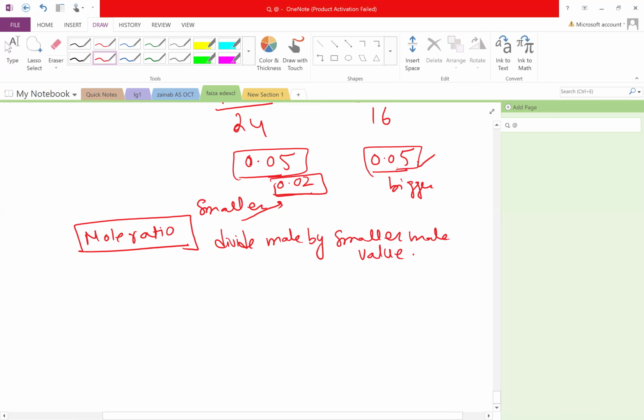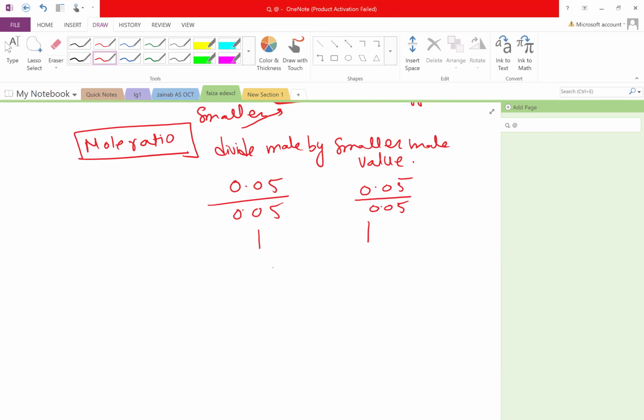Over here we are having the same, so that means we will divide both by 0.05 in this way. So you will be having the values as 1 and 1, isn't it? So we'll be having the value of 1, 1, 1. That means your empirical formula will be MgO, magnesium oxide. Got it? Let us do one more.